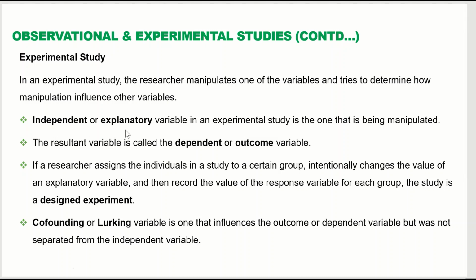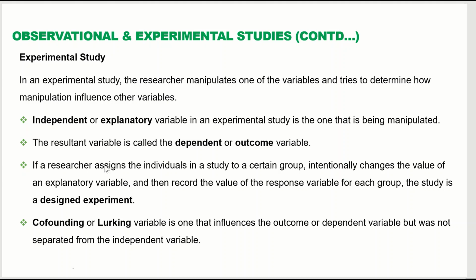And here the independent or explanatory variable, or if you think of the graph, the x variable, which is also called the explanatory variable, is the one that is being manipulated in an experimental study. So whenever they are manipulating something, always remember that they try to manipulate the x variable, the independent variable. And then because of the influence on the explanatory variable, they will see the change in the outcome, the change in the dependent variable. The resultant variable is called the dependent variable or the outcome variable.